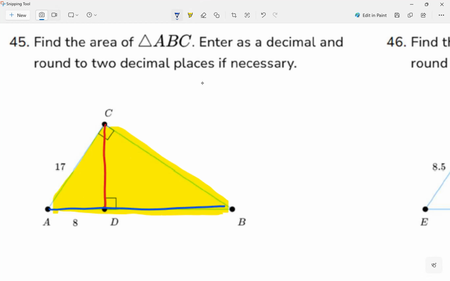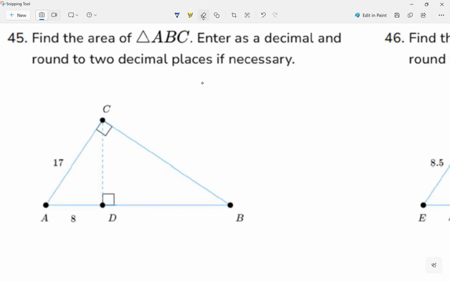I don't have the red side, the side CD. I don't know how big it is. And for the side AB, I know part of it is 8, right? From A to D is 8, but I don't know the remaining. But I see that we have three triangles here. We saw a couple weeks ago similar right triangles. Remember what I said? We have three triangles in there.